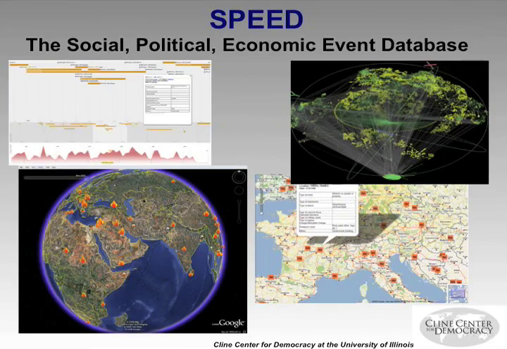So I'm here today to talk to you about the Social Political Economic Event Database, the SPEED project at the University of Illinois. We have a very simple goal: to catalog the world's events, 1946 to present, in every country of the world. Well, just how do we propose to do this, you might ask? Well, let's start with data.